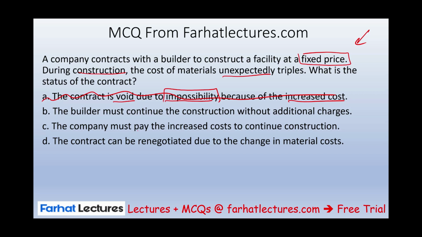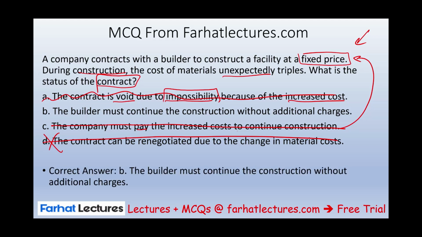Let's look at C: The company must pay the increased cost to continue construction. Not at all. The company agreed on a fixed price. C is out. D: The contract can be renegotiated due to the change in material cost. The status of this contract is you've got to keep going. Now, if they want to negotiate, we're not talking about this contract anymore, because the question is about the status of the contract. The contract can be negotiated, but that's not the question. The question is, what is the status of the existing contract? The status is the builder must continue working to complete their job.